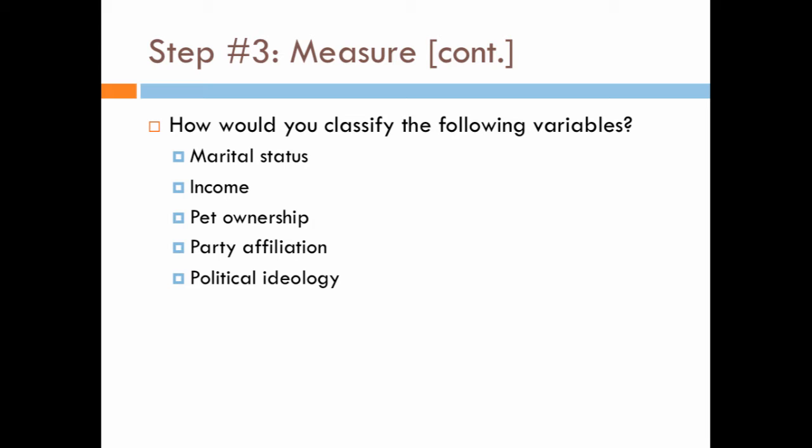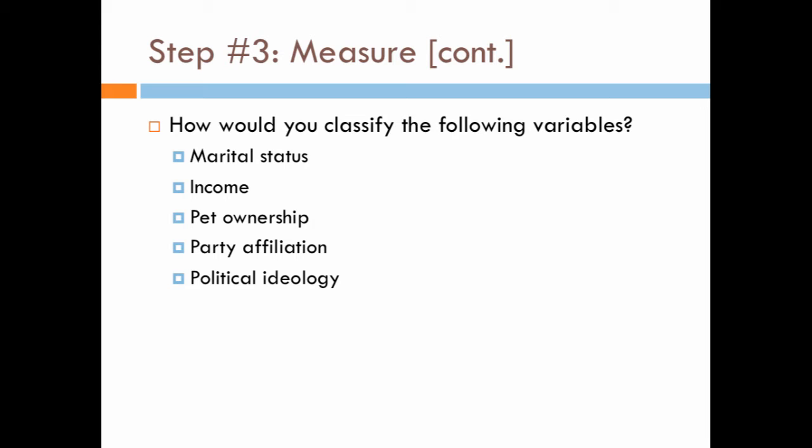I'd like you to take a few moments now to pause the lecture and try to classify these variables. Literally push pause. Take some notes. So how would you classify marital status, income, pet ownership, party affiliation, political ideology? As you're working, keep in mind that if you think it's a categorical variable, you should also identify if it's a nominal or ordinal variable.